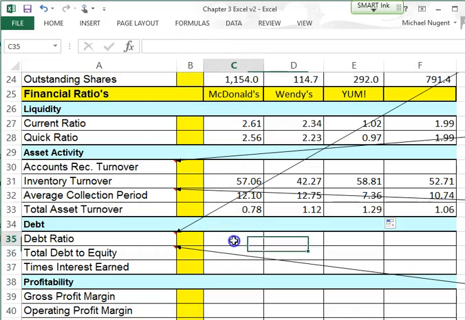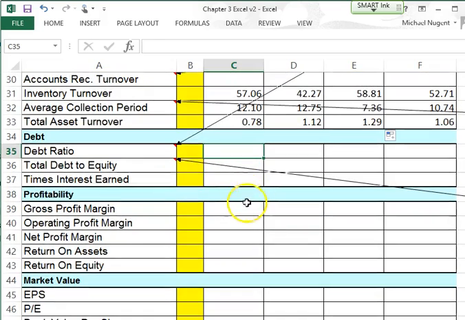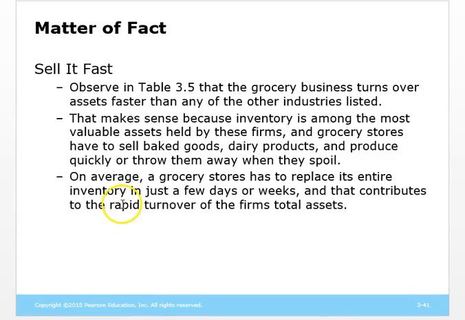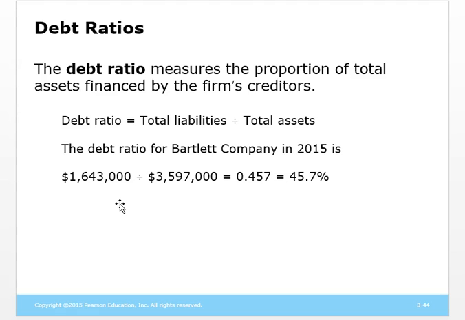Okay, let's move to the debt ratio. Well, actually, I'm trying to go in order of the slides here. Oh, good, it's in order. Debt ratio, total liabilities divided by total assets. So here we're doing total liabilities to total assets to see what percentage of our assets are financed from debt.